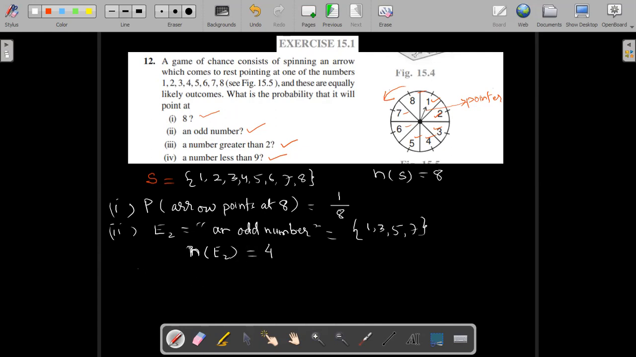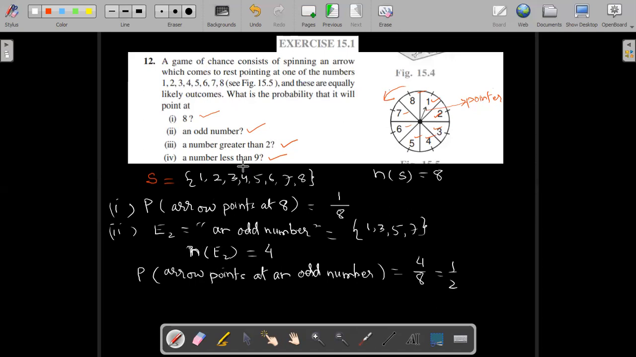So the probability that the arrow points at an odd number: number of chances of getting an odd number is 4 and total number of possible cases are 8. So 4 ones are 4, 4 2s are 8, 1 by 2. So 50% chances are there.